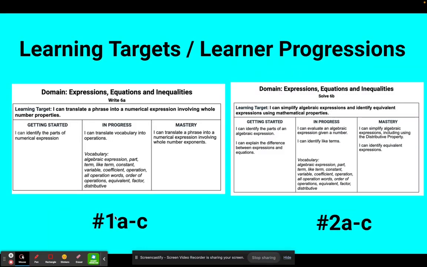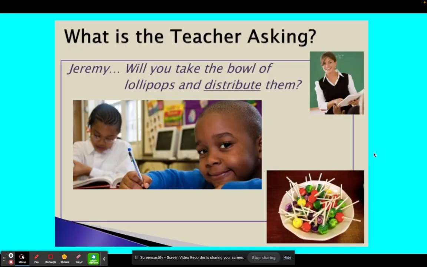Just to show you where this is located on your learning targets, we have our learning progressions for numeric expressions. Okay, that's all of this side. And then we have our algebraic expressions on this side. So this skill that we're going over in the video is your mastery skill, right? Can you simplify algebraic expressions, including using the distributive property? This will help us also identify equivalent expressions eventually. Okay, so let's jump in.